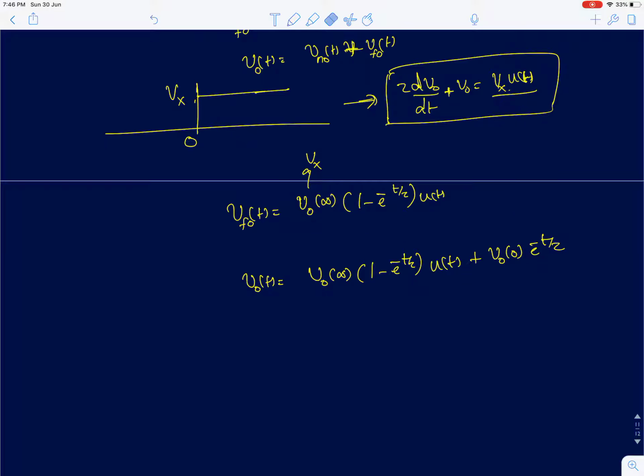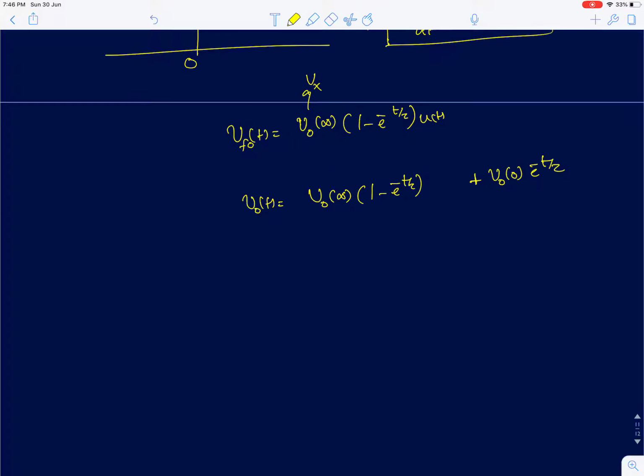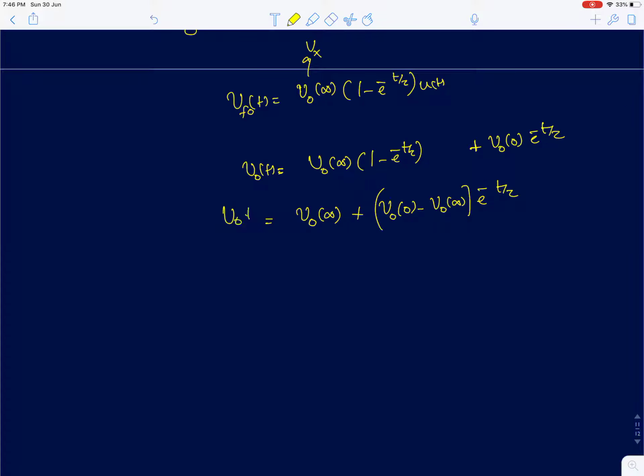I'll just ignore u of t for the time being, assuming the outputs all start from t equal to 0. Now this equation can also be rewritten as V0 of infinity plus (V0 of 0 minus V0 of infinity) into e power minus t upon tau. This tells you that for the step input of a first order system, if you know the final value and the initial value, you can exactly draw how the waveform will look.